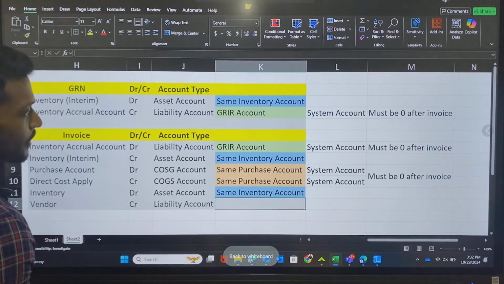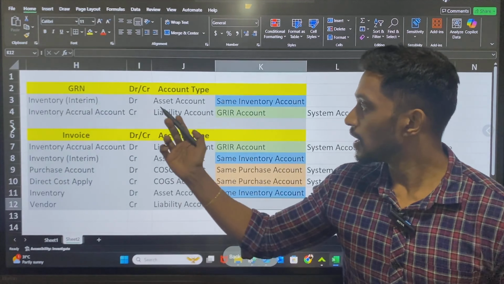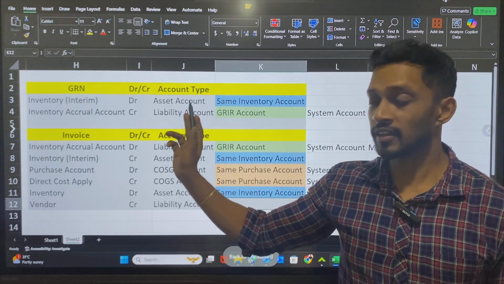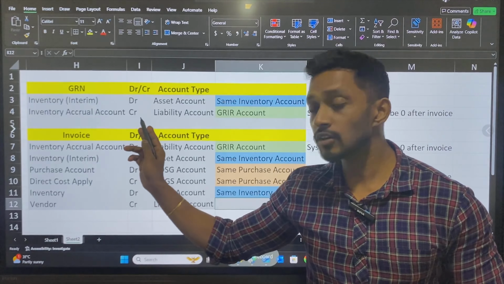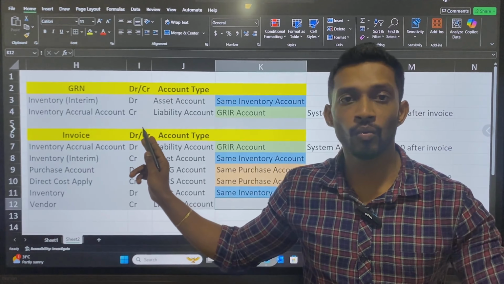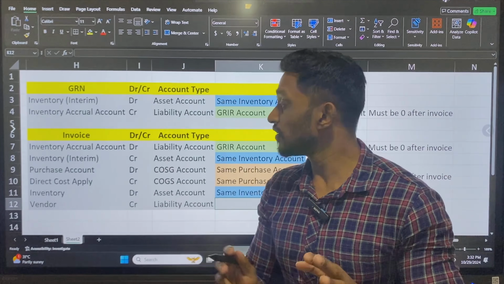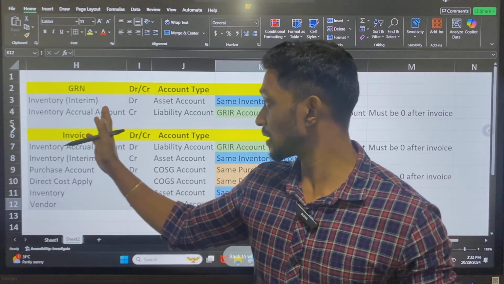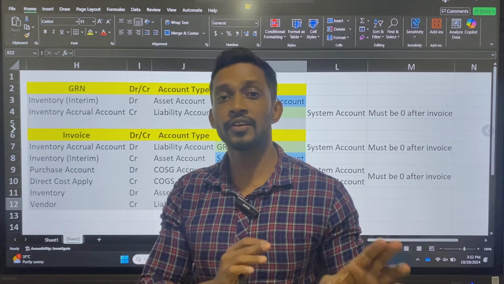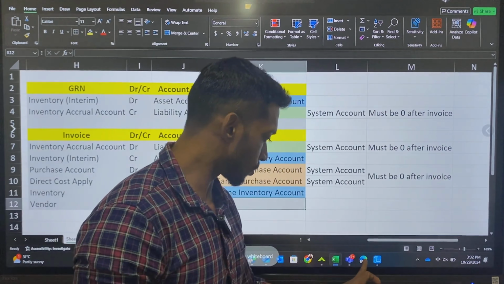In Excel, I explained this. The inventory interim account gets debit, and the inventory accrual account gets credit. Where do we have to set up these accounts? We have to set up these accounts in general posting setup. Let's go to the system.